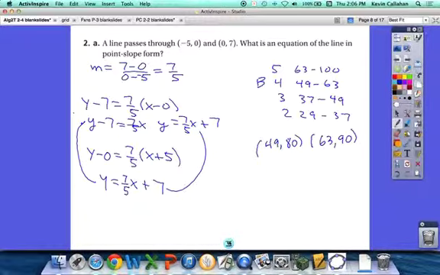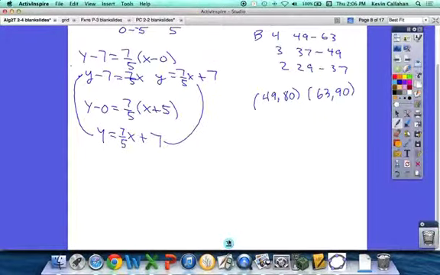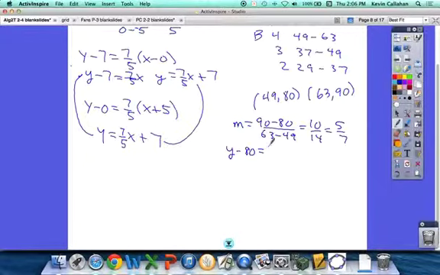Now, if I did this, just to show you, I would calculate my m. m equals 90 minus 80 over 63 minus 49, which is 10 over 14, which is 5 over 7. And then I would use one of those 2 points: y minus 80 equals 5/7 x minus 49. And then I can solve that for y.